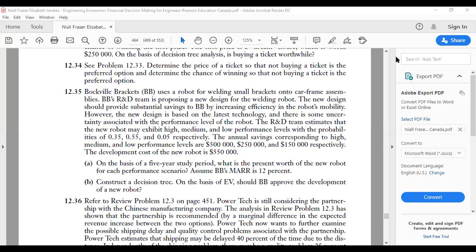All right, so if we go to the high performance, you're finding the present worth, right? You have a first cost of minus 550,000. You have that, right? That's what you have for your first cost? Oh, I didn't subtract that. Right, give me a sec. I see the issue.